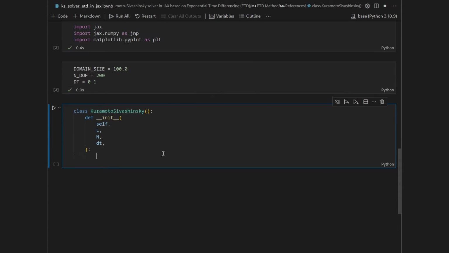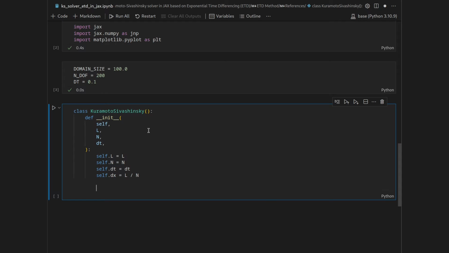And then what should it do? So first we want to save all these variables as attributes. So self.L is L, self.N is N, and self.dt is dt. And then for our domain, since we have periodic boundary conditions, we have our number of degrees of freedom, including just one of the two boundaries. So for convention, we will choose the left one, and then we can compute the dx or the element size as L divided by N.